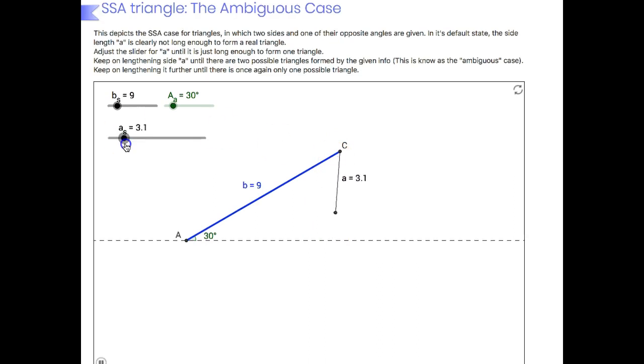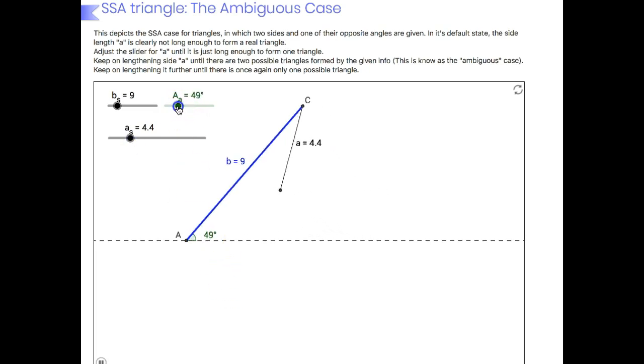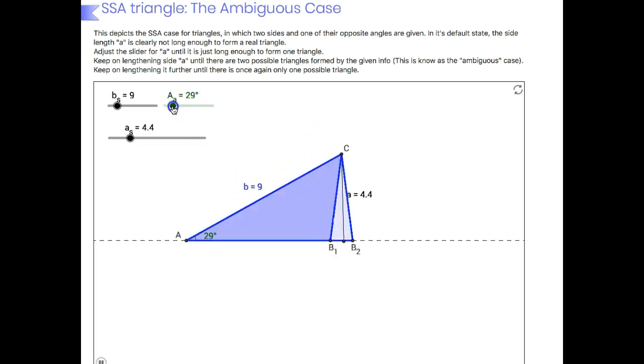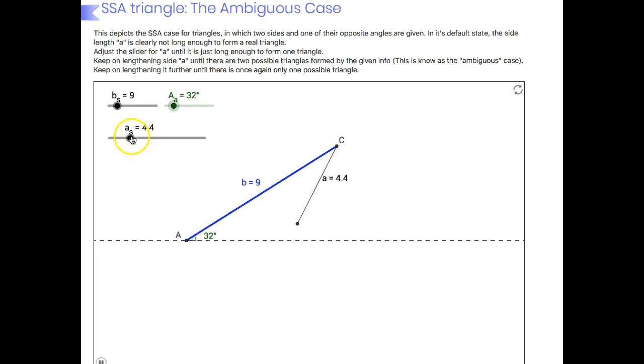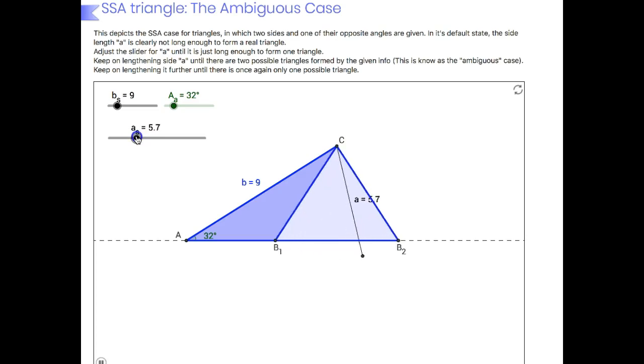So look what happens when I extend side A, and notice there, it's starting to touch the line, because of course if angle A is locked in, if I lock this in somewhere, notice what's happening. The longer that I make this side, it starts to touch, but I get two possible triangles out of it. And I'm going to make this really obvious here.